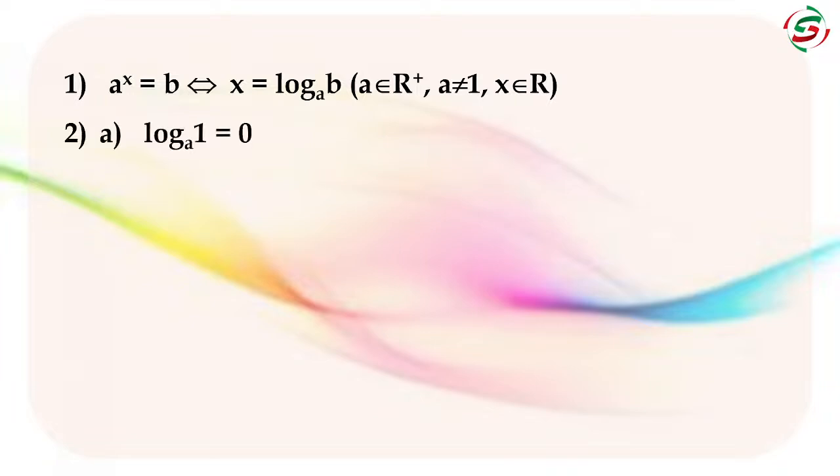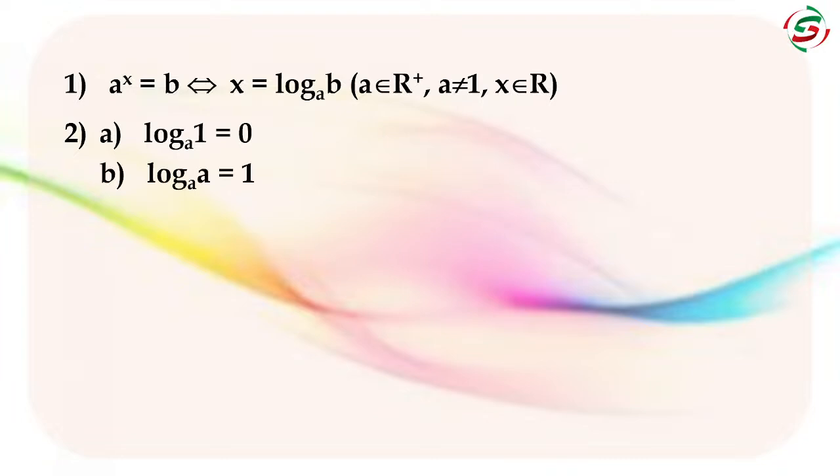Next, second property, log 1. Look at this. Log 1 to the base a. What is the answer? 0. Log 2 to the base a. What will be the answer? 0. Log of any constant will be equal to 0. Do you all understand? Log 5, log 6, log 10, log 100. What will be the answer? 0. Okay. Next.